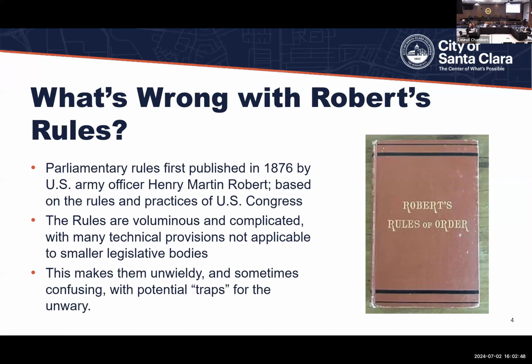So next slide, please. What's wrong with Robert's Rules of Order? My answer to that is there's nothing really wrong with it.